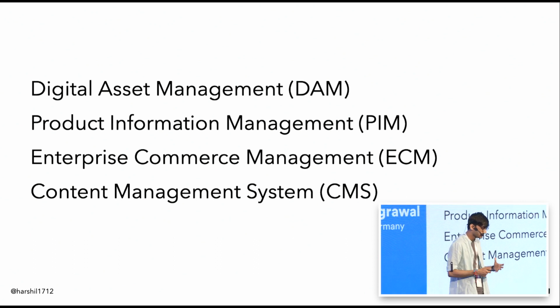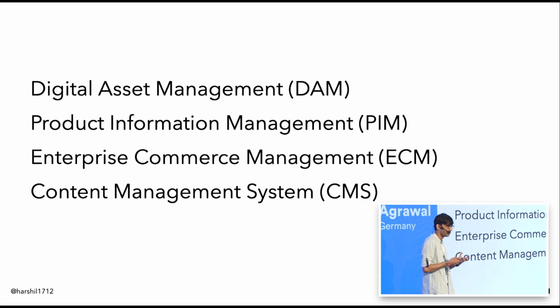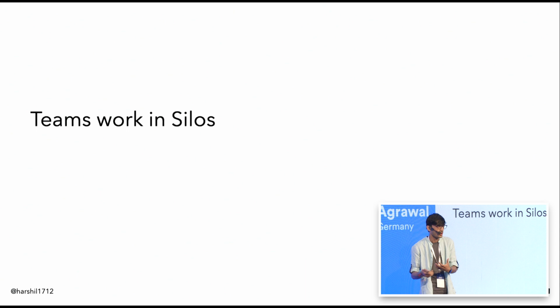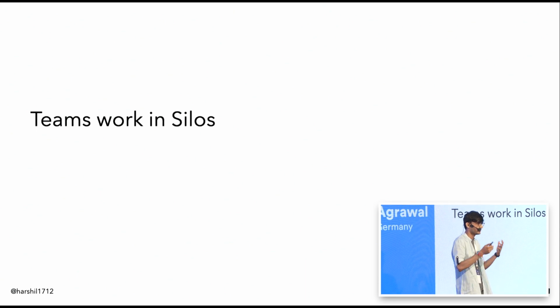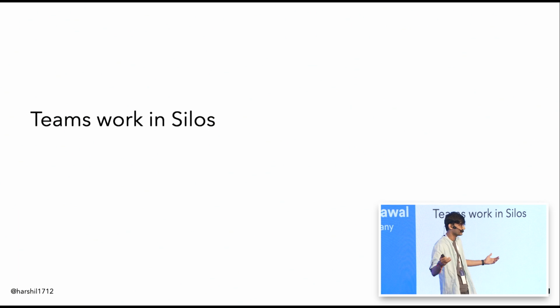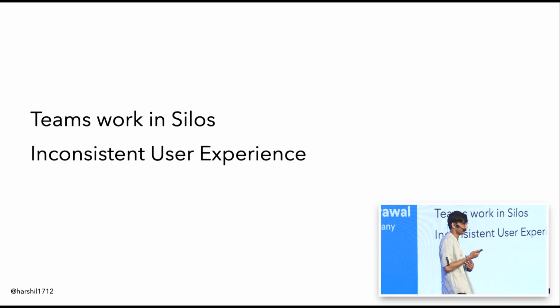So all these platforms became a bit difficult to work with because they had different API structures and they were working in silos. Which means the teams were now working in silos. The team that managed the product information would work in silos, and the team managing the content would work in silos. There was no exchange or communication happening between these teams, which resulted in an inconsistent user experience.